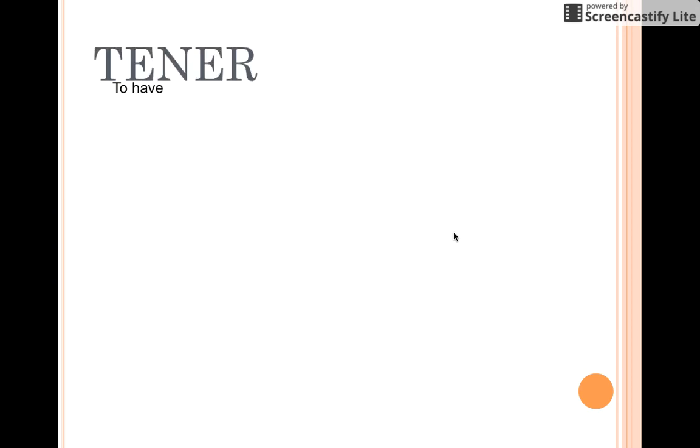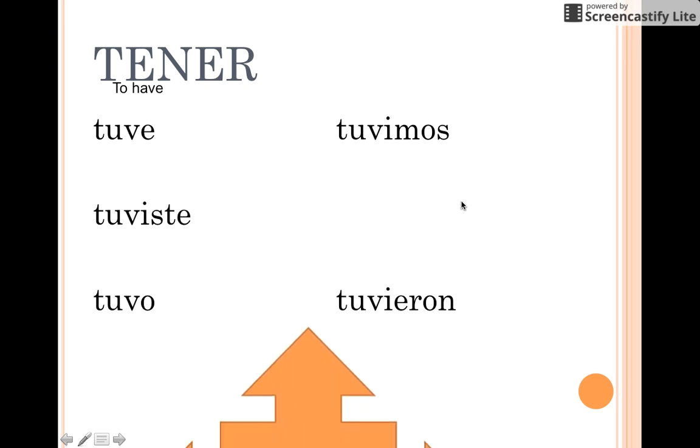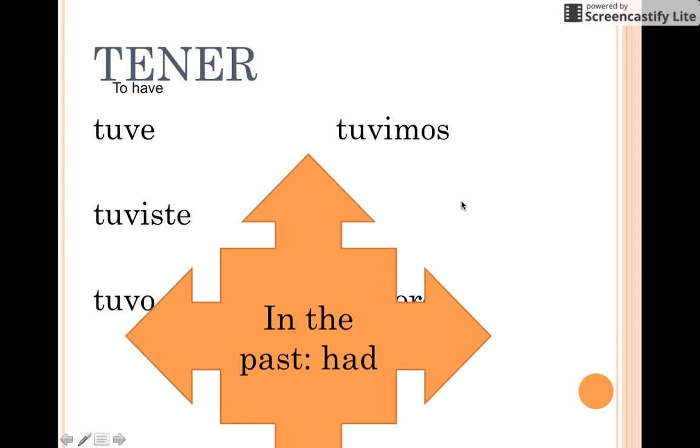All right, let's take a look at tener, which is to have. Tuve, tuviste, and tuvo. Those are your singular forms. Tuvimos, tuvieron in your plural form. So again, write a 6-plan format chart in your notes and then plug these in. And so in English, this would be had.